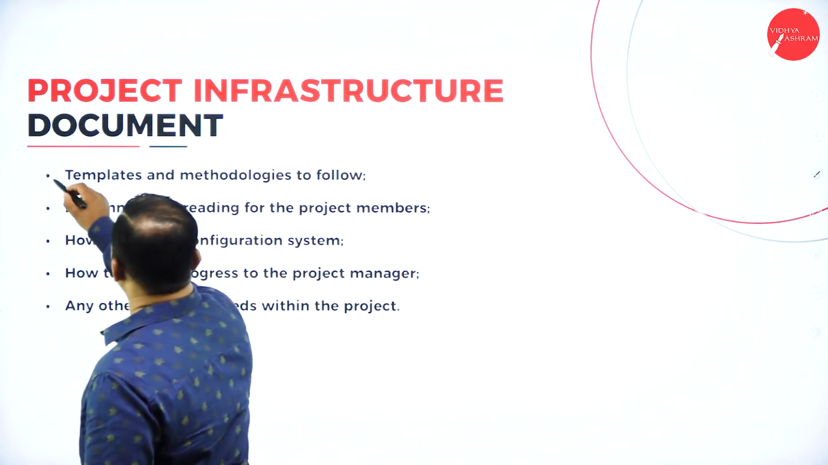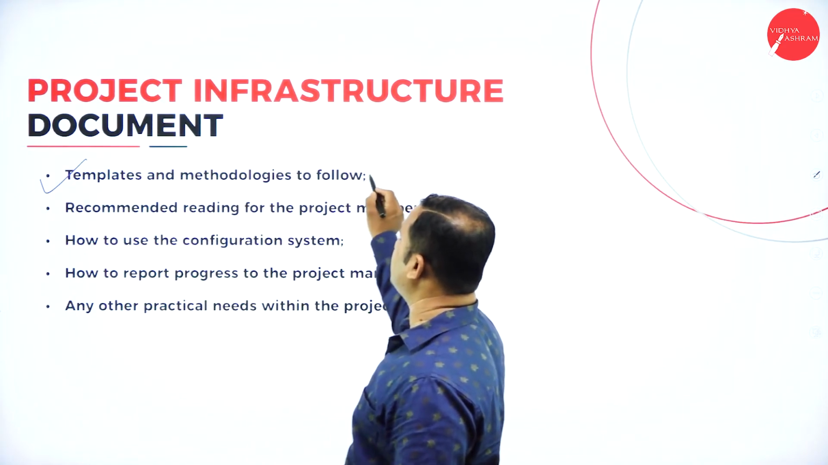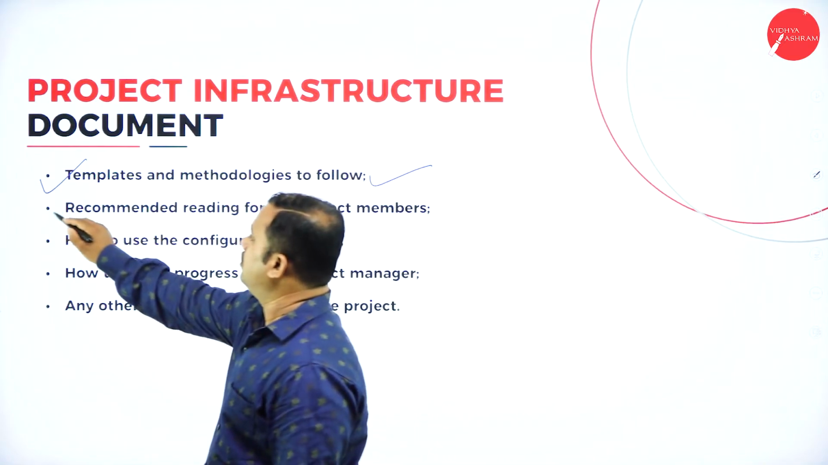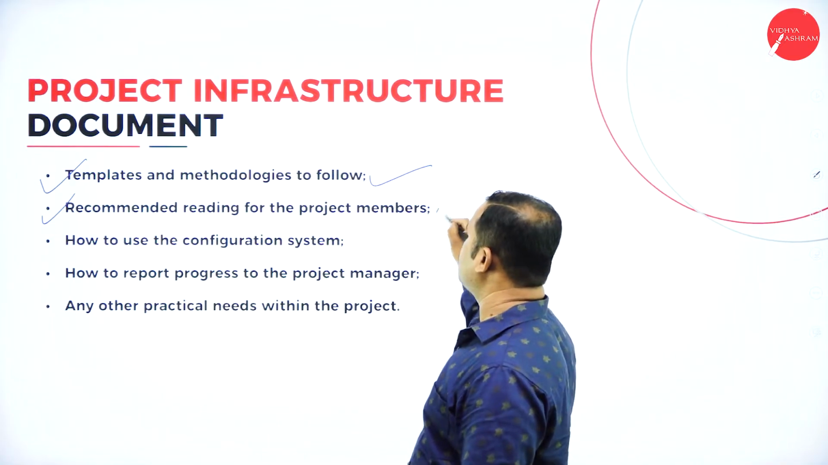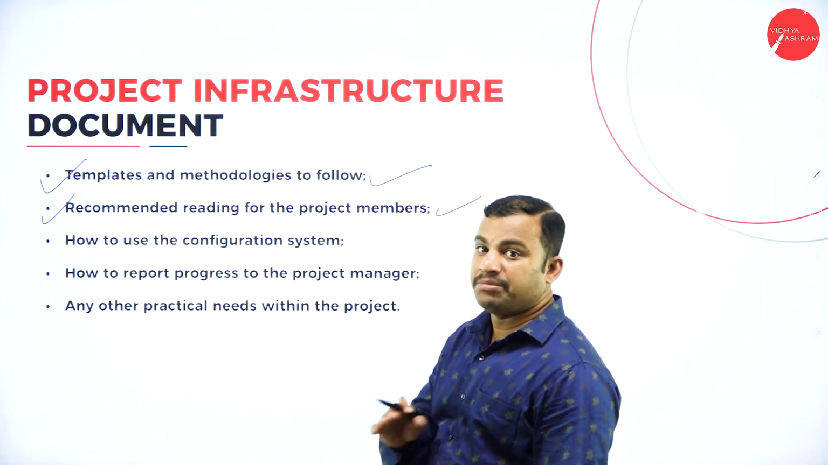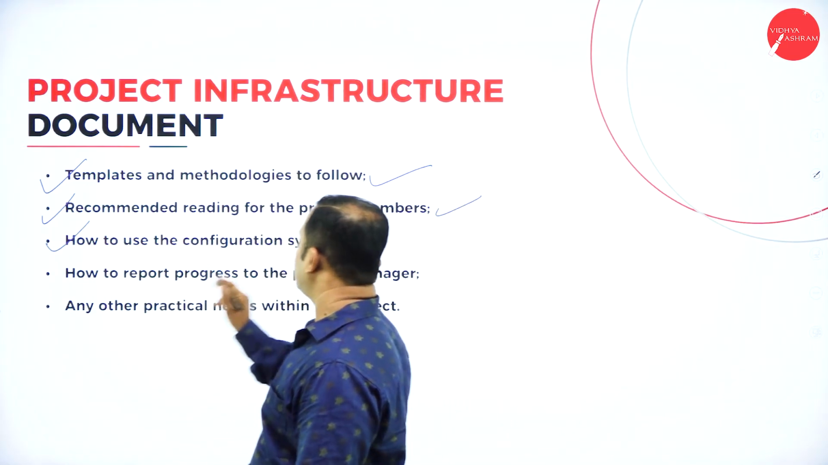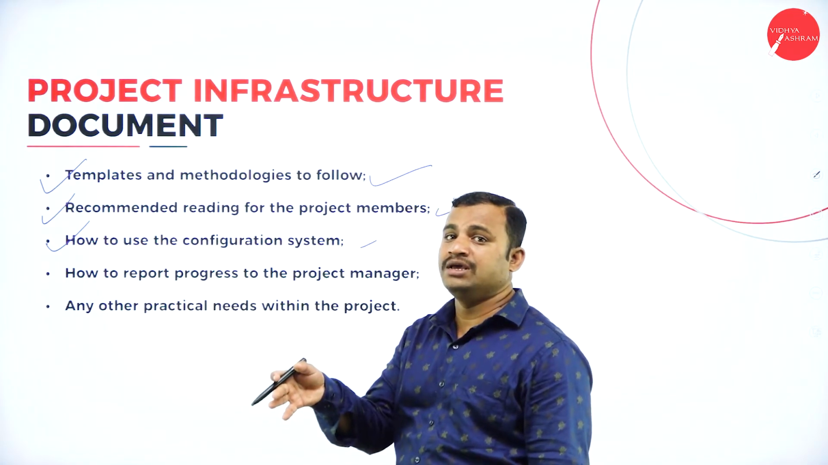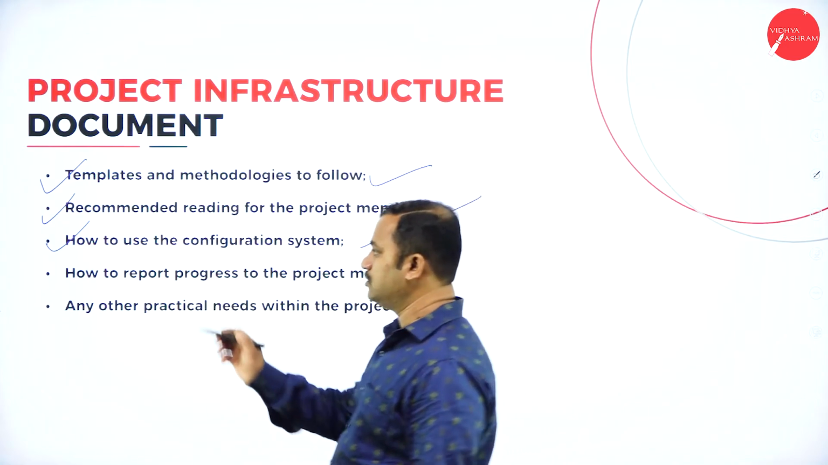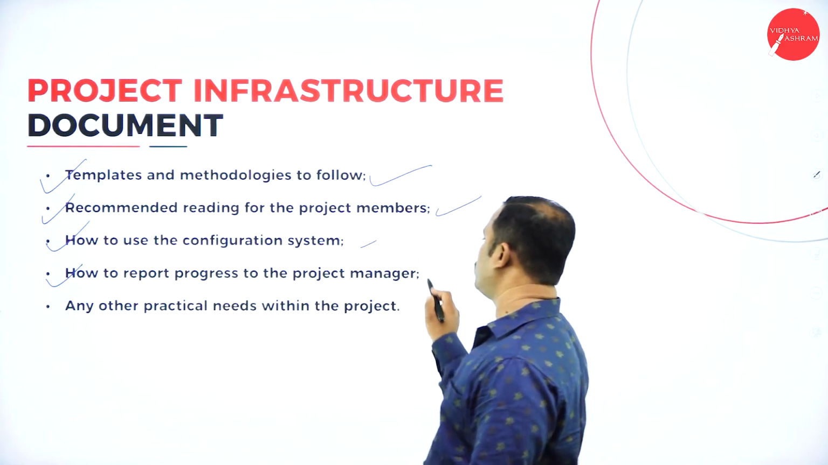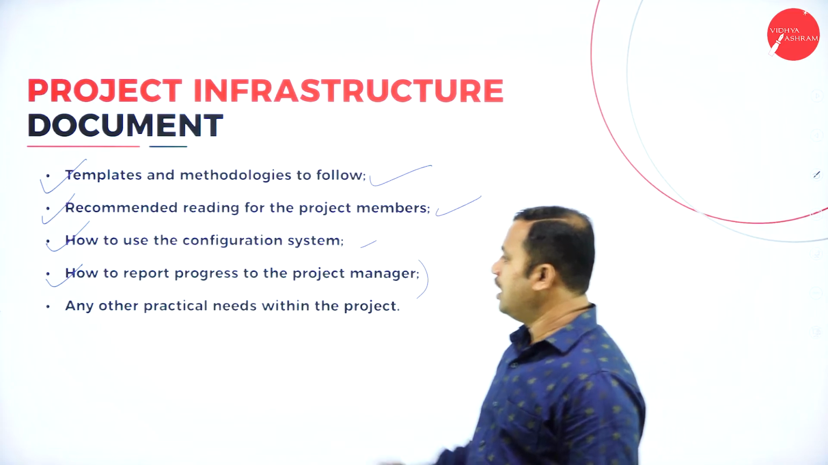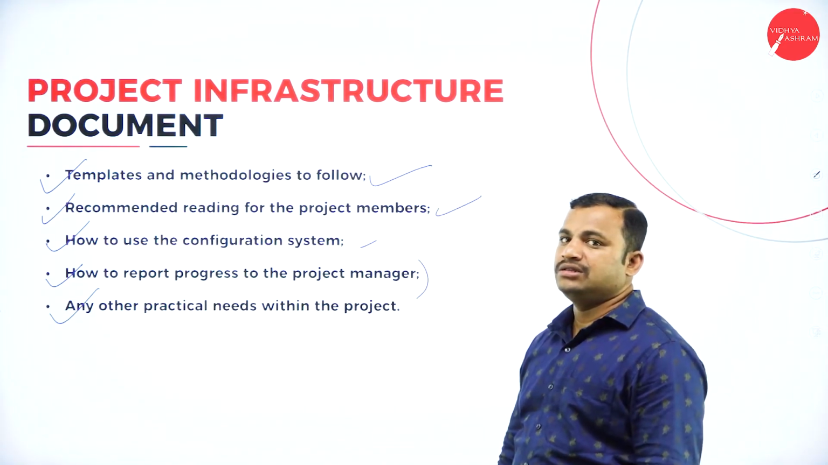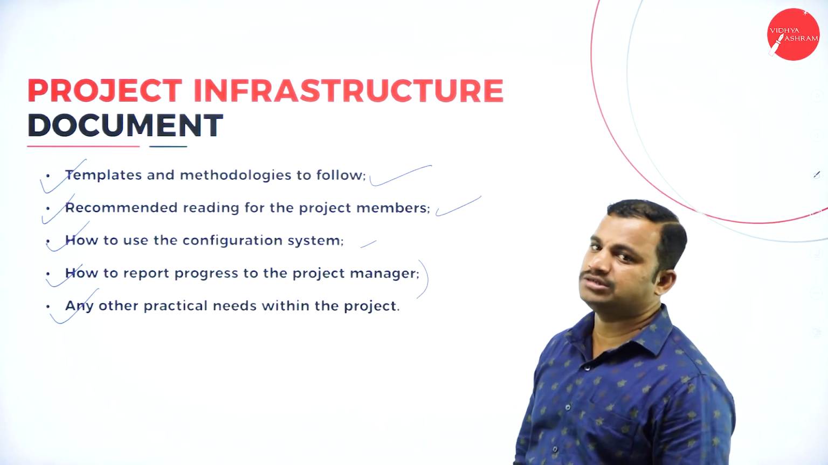Then the project infrastructure document includes templates and methodologies to follow. What has to be the template? Then recommended reading for the project members, that is, team members. How to use the configuration system, that is, there are different configurations and these configurations must be handled very carefully while implementing. And how to report the progress of the project to the manager, and other practical needs within the project. Any other thing which they want to discuss with the project manager can be done so.